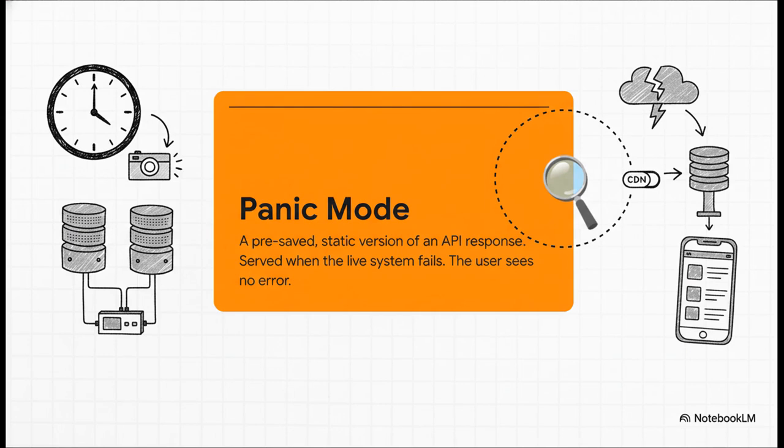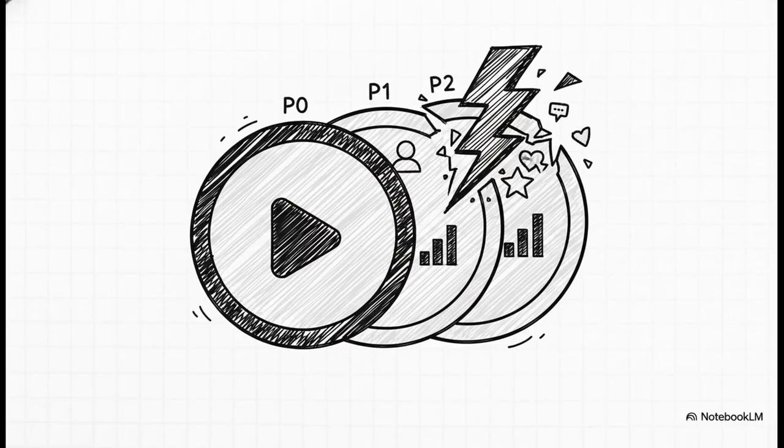So what happens when a critical system does fail? Well, they have something called panic mode. Before the match, they take a snapshot of a normal API response, which is basically the data the app needs to work, and they save it as a simple static file. If a backend service goes down in flames, they flip a switch and the CDN starts serving this safe, pre-saved version instead. It might not be personalized, but for the user, everything looks totally normal, and most importantly, they can still watch the match.